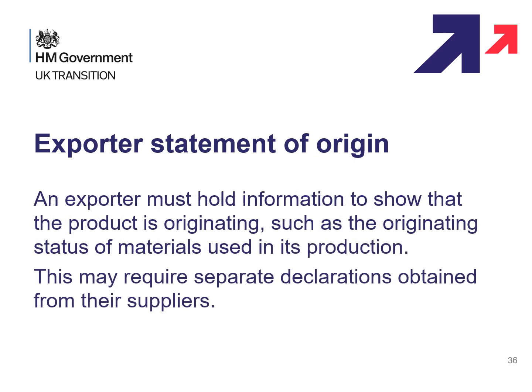An exporter making out a statement on origin must hold information to show that the product is originating, such as the originating status of materials used in its production. This may require separate declarations obtained from their suppliers, which we'll cover later in the presentation.